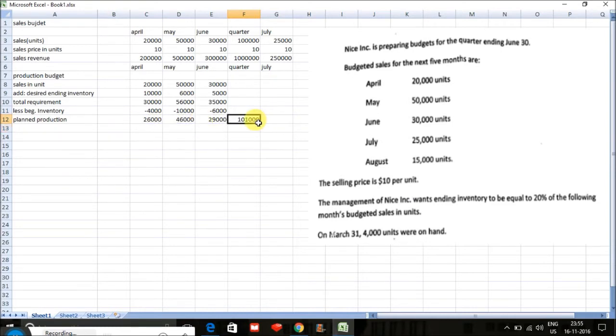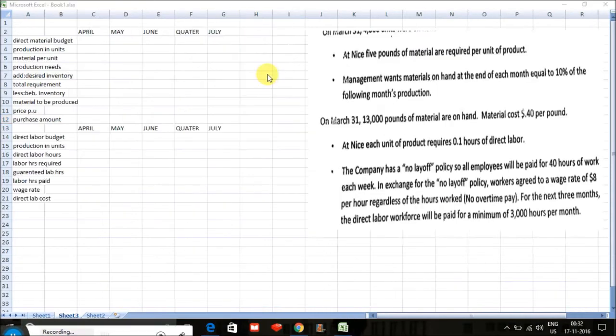Yeah. So 1,01,000 is the total production requirement for the whole quarter as per the question. Now let us move to the next part of this question. In this part of the question, we are required to prepare the direct material budget and direct labor budget.